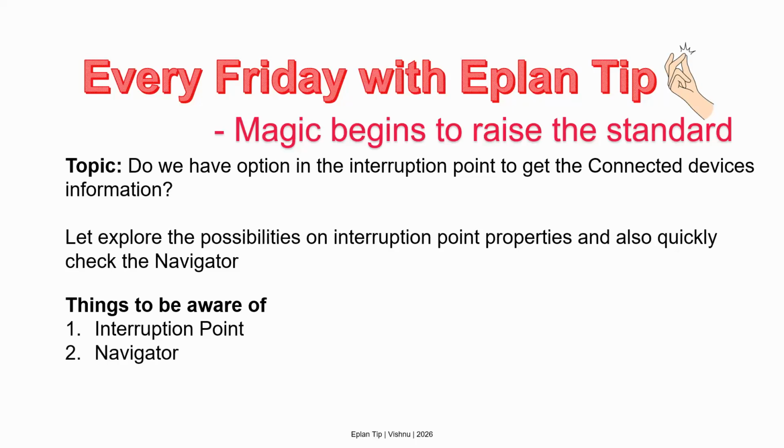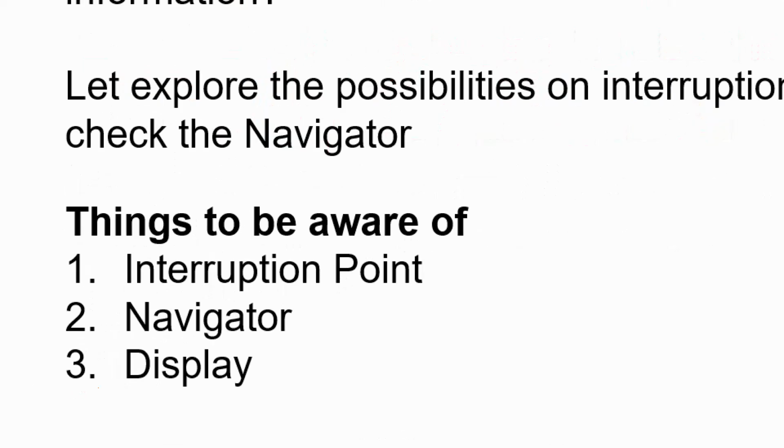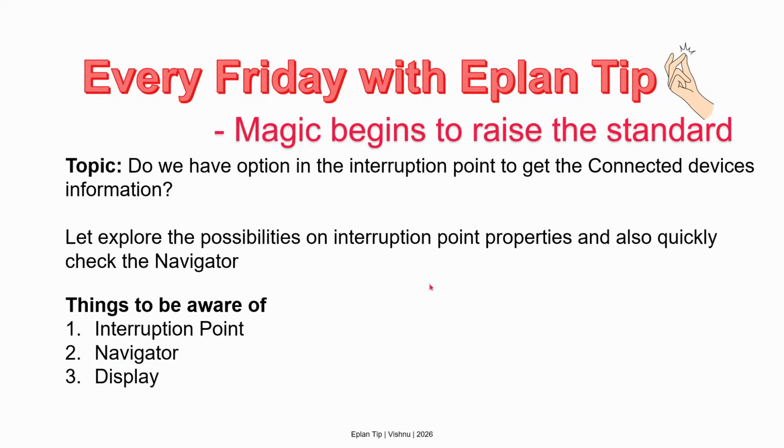Second, many times people take the navigator lightly, but especially for the interruption point navigator, once you place one interruption point, the second one you can drag and drop with the help of this navigator. This will be very useful. We will also check how to open it, and later the one we are interested in today: how to get the connected device information. We will go to display and check which property will help me get that connected device information there. So without delay, we will jump to the platform.